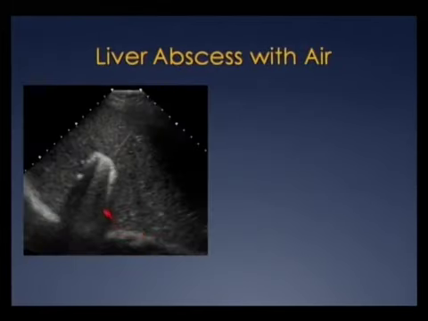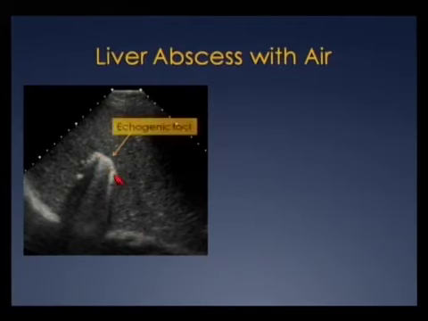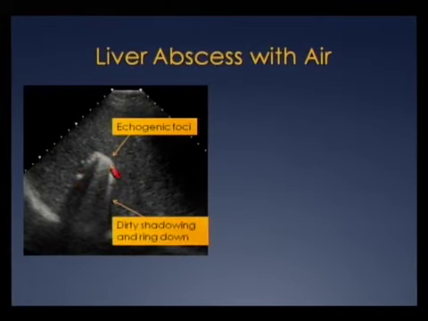Now, in this patient, in this right lobe of the liver, we see multiple echogenic foci with some ring down and some dirty shadowing. This is the hallmark of air. So air can be echogenic with this dirty shadowing, not the clean shadowing we typically see with stones, and some ring down, the white that keeps going down.